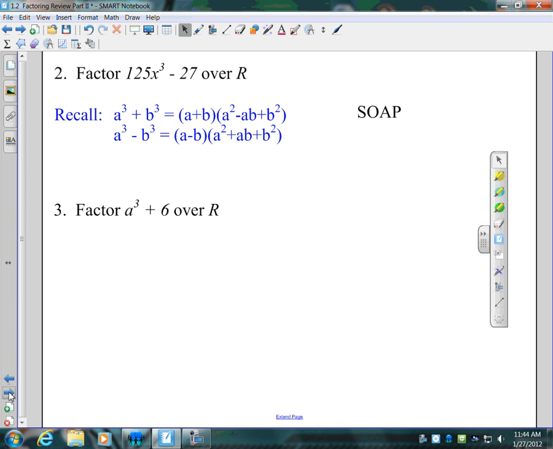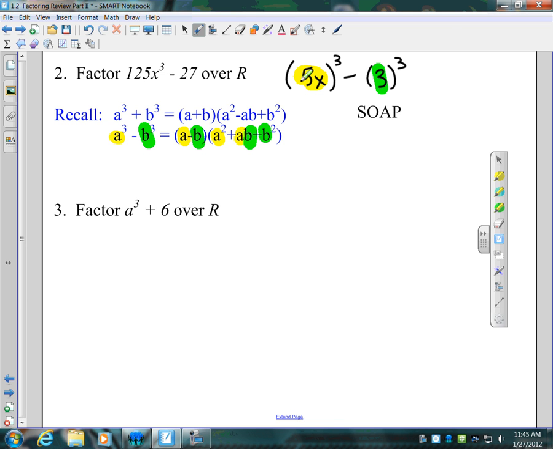You're also going to have to be able to remind yourself how to factor using SOAP, and that involves the cube root of values. So if I ask myself what's being cubed to get me 125x cubed, it's 5x. And what's being cubed to get me 27? Well, that's 3. And so therefore, that is essentially your a value in this formula. Wherever there's an a, you're going to replace it. And there's your b value right there. And you just plug them in, and you just got to remember the SOAP rule to get your sign: same sign, opposite sign, and then always positive.